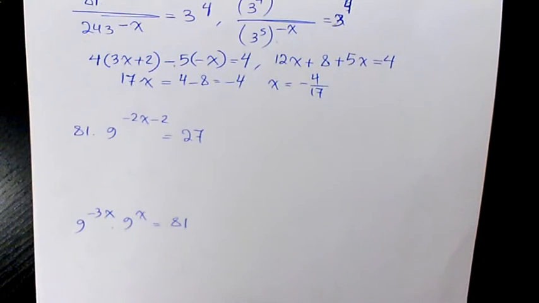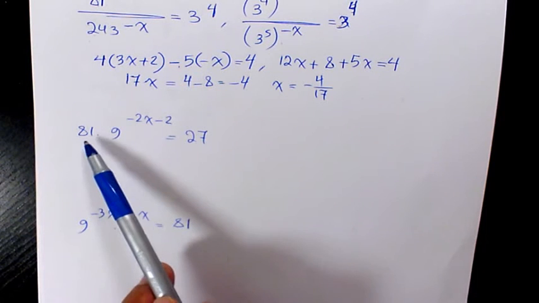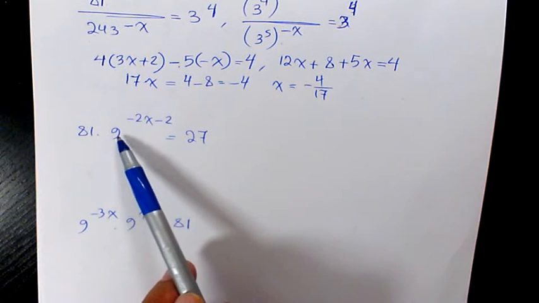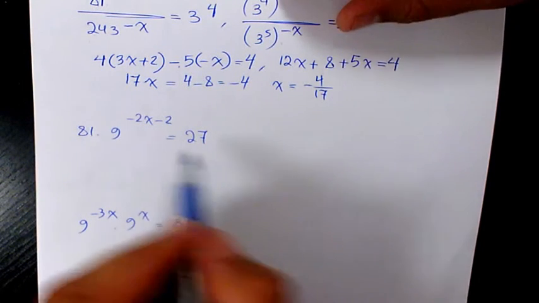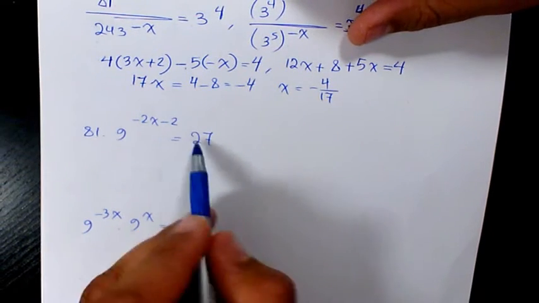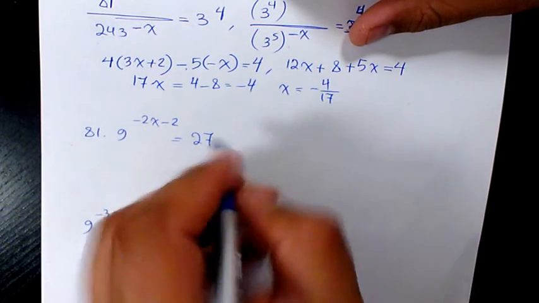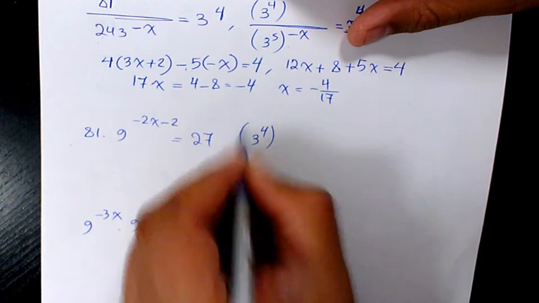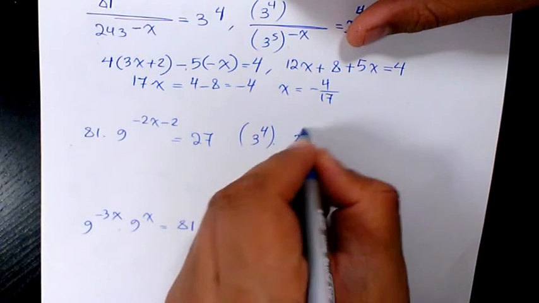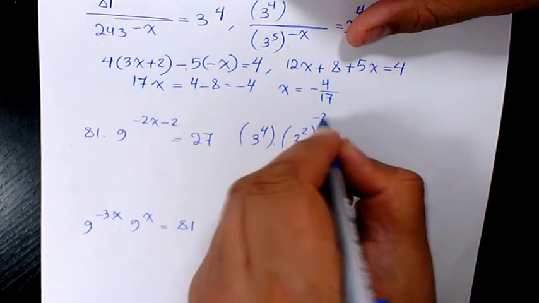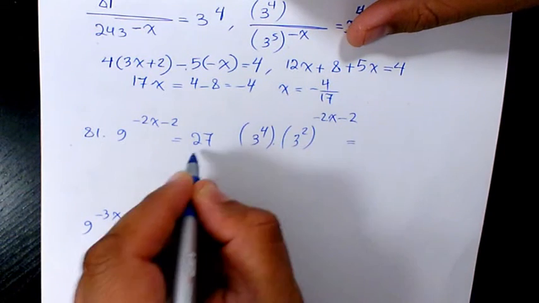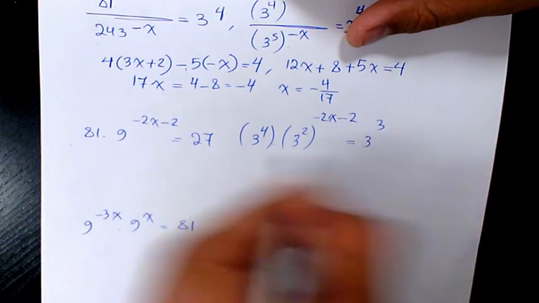Next example. Here we have 81 times 9 to the power of negative 2x minus 2 equals 27. We need to make the bases the same. So 81 is 3 to the power of 4. 9 is 3 to the power of 2, then to the power of negative 2x minus 2.